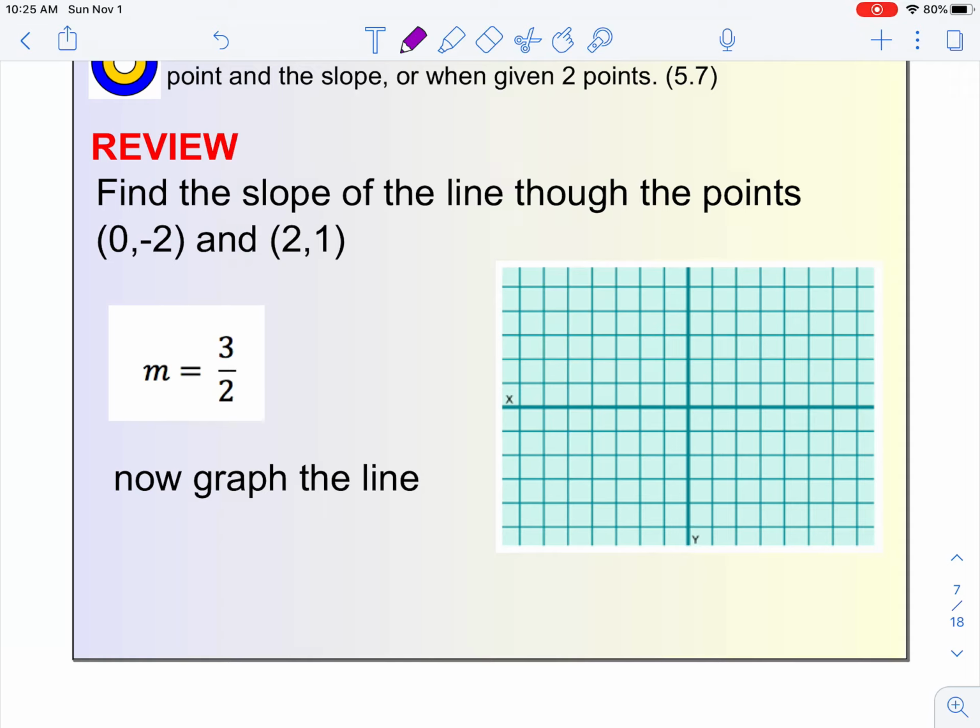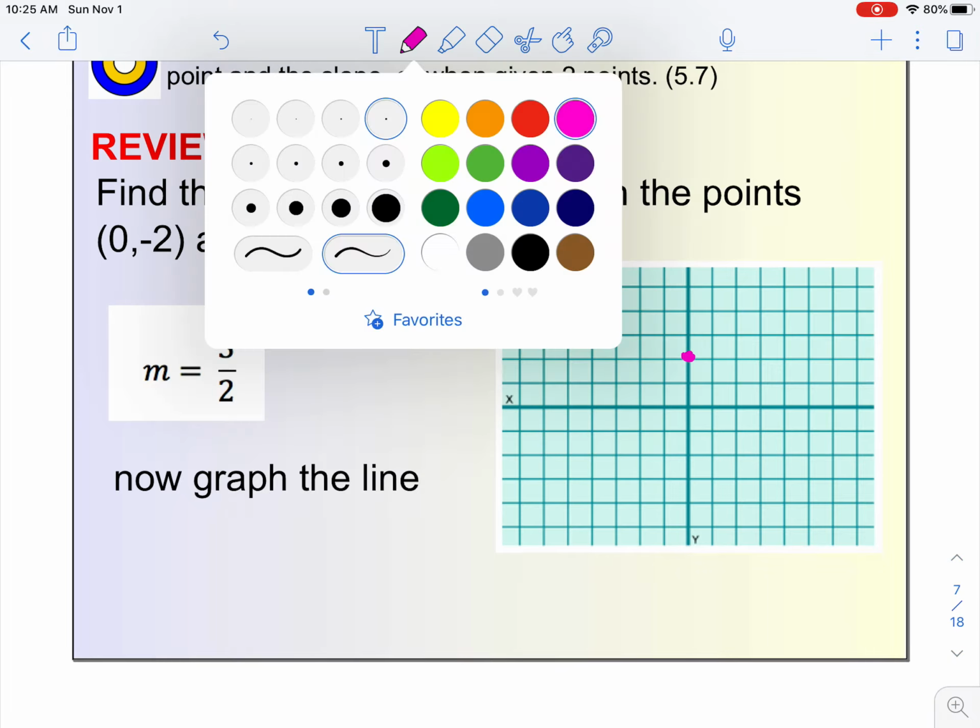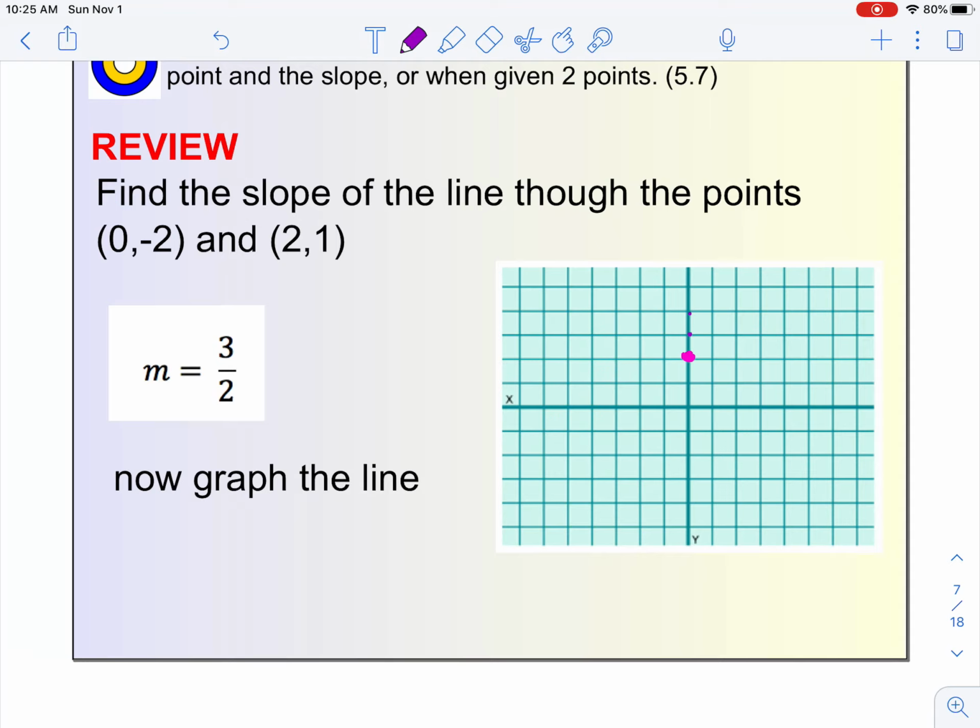So I am going to plot one of those points. It doesn't matter which one. I'm going to plot 0, negative 2. And oh, that happens to be my y-intercept. And now my slope, remember, was 3 over 2. So I'm going to go up 3, 1, 2, 3, to the right 2. Down 3, to the right 2. Okay, so there's my line.